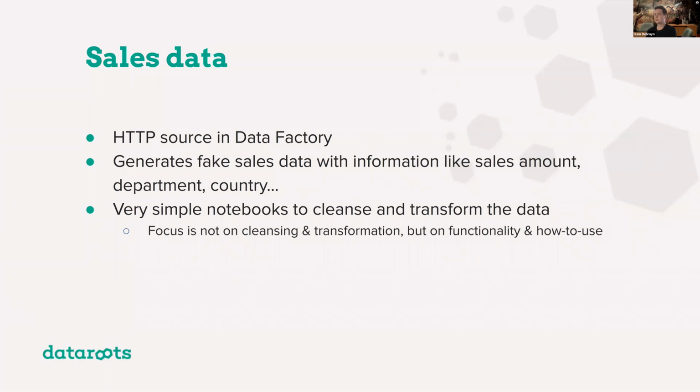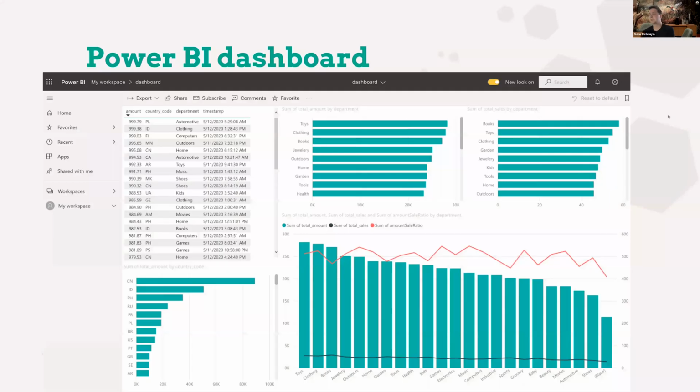The sales data in our sample data pipeline is provided through an HTTP source. It generates fake sales data every time you run a data pipeline with a department, a country, an amount of a transaction. And we can use this in our dashboard after the cleansing and transformation. That looks something like this.